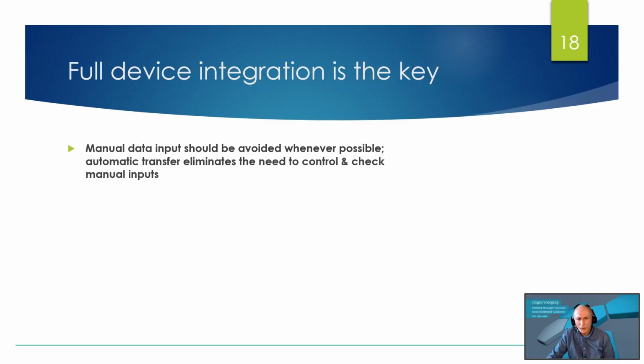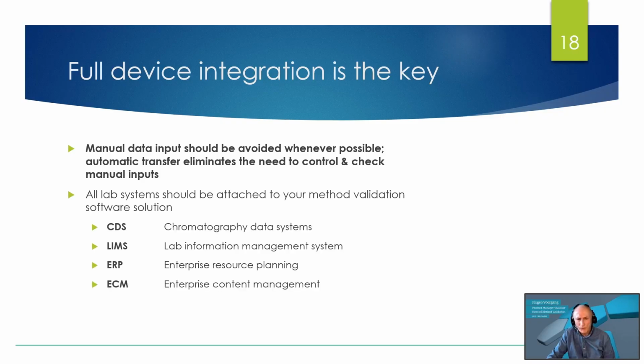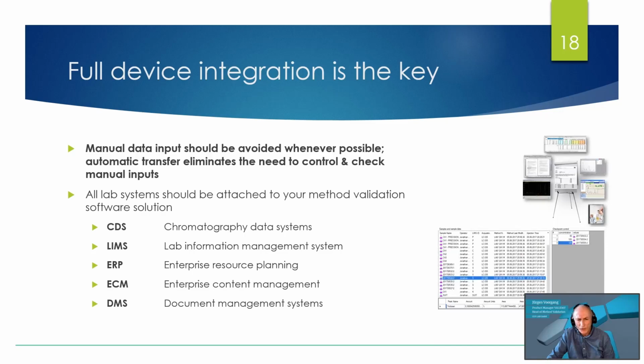Manual data input should be avoided whenever possible. Automatic transfer eliminates the need to control and check manual inputs. All lab systems should be attached to your method validation software solution, like CDS, chromatography data systems, LIMS, lab information management systems, ERP, enterprise resource planning, ECM, enterprise content management, DMS, document management systems.